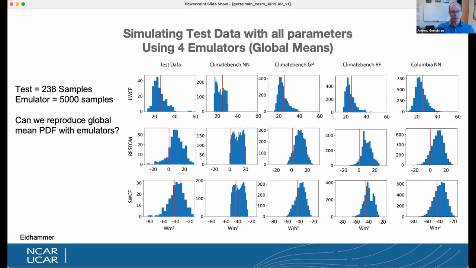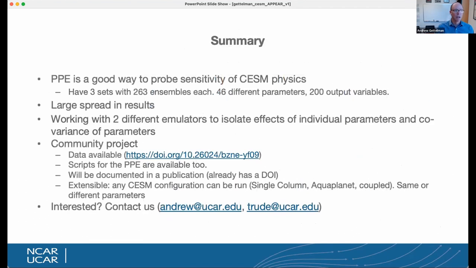And the line is actually the default config. I can't remember if that's the default or if that's the mean. I think it's the default configuration. So that's a bunch of the different things we're doing. So as a summary, this is a good way to probe the sensitivity of the physics.